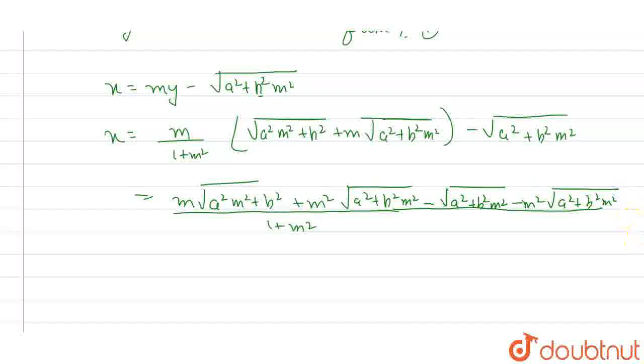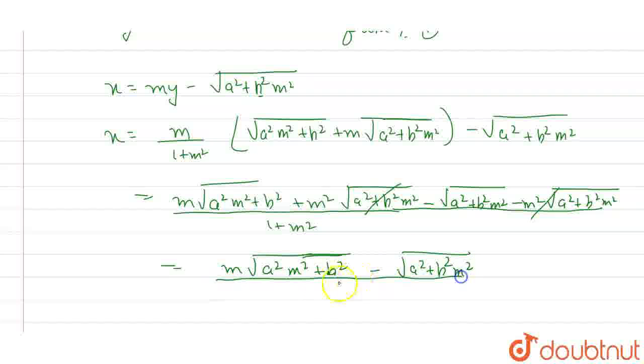This is a lengthy calculation, so we need to be focused all the time, because we can skip some step, right? Now we can see that this one and this one clearly cancel out with each other. So we now have this one as m under root of a square m square plus b square, whole square root here. And then this side we have minus of a square plus b square m square divided by 1 plus m square. So again I have found the value of x.